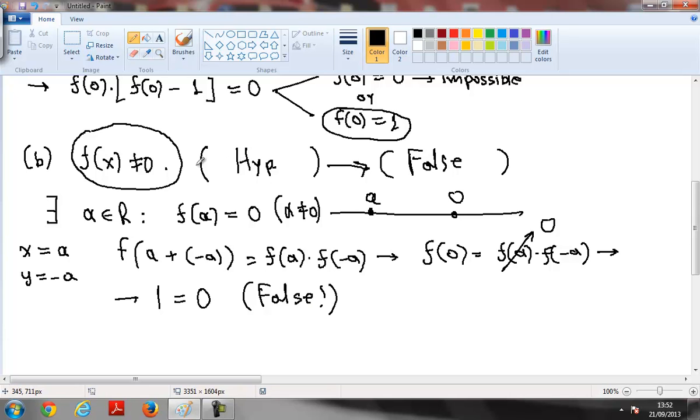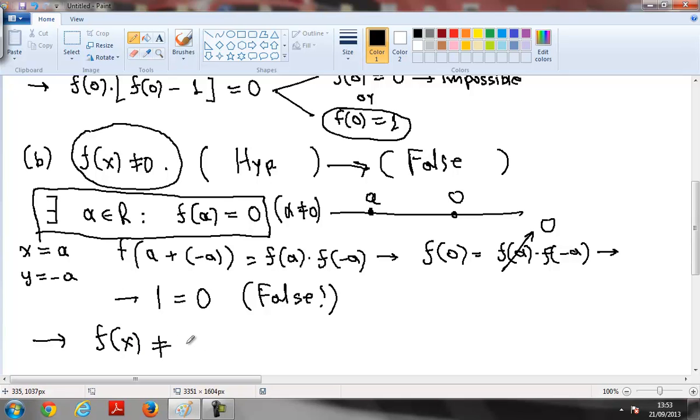So my hypothesis gave me a false conclusion. So my hypothesis is false. So there does not exist an a such that f of a equals 0. So f of x is different than 0 for each value of x that belongs to the real numbers.